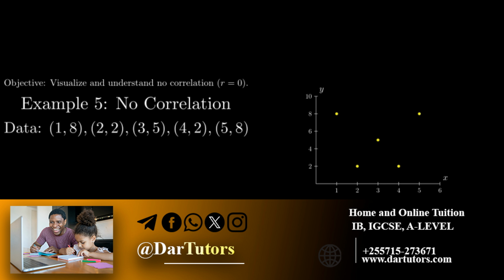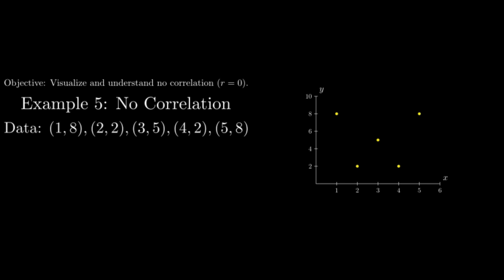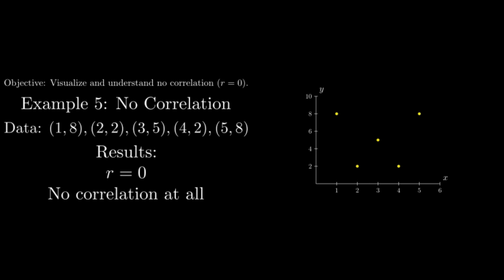The points seem to be scattered randomly. There is no clear upward or downward trend. Knowing the value of x doesn't seem to help you predict the value of y. Let's see what the calculator tells us. For this data set, the correlation coefficient R is exactly 0. This confirms our visual inspection. There is no linear correlation between x and y.